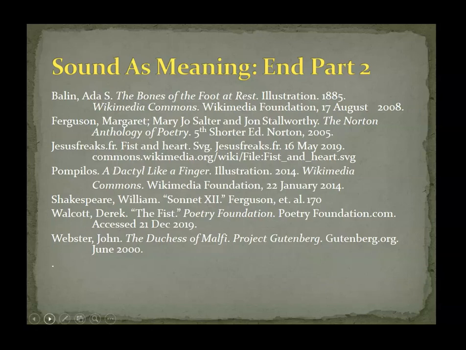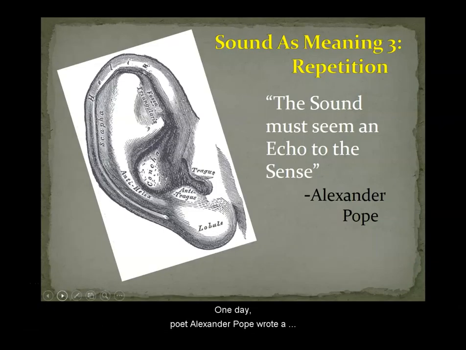One day, poet Alexander Pope wrote a long poem about the act of writing poetry entitled True Ease in Writing Comes from Art, Not Chance. In this poem he wrote, the sound must seem an echo to the sense. Basically, Pope is saying that in regards to poems and sound, form follows function. Patterns of sound in a poem create an effect beyond just the meaning of the words.